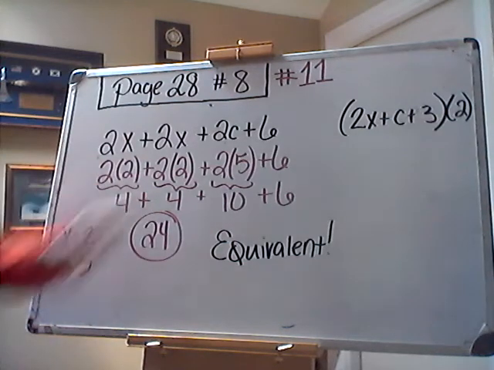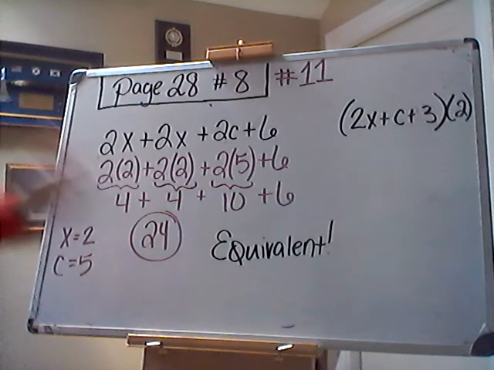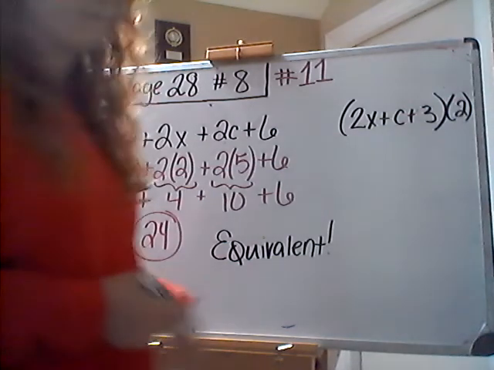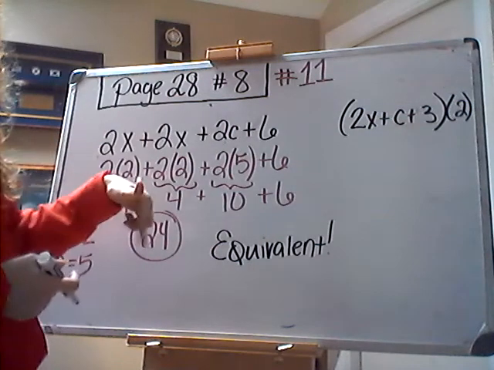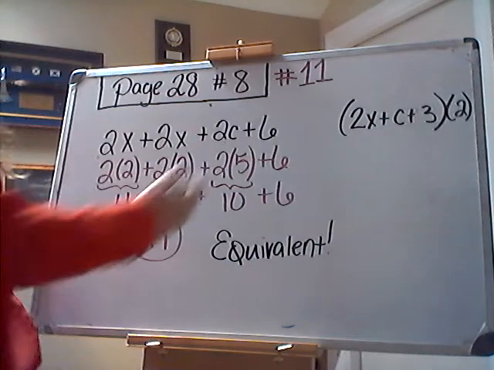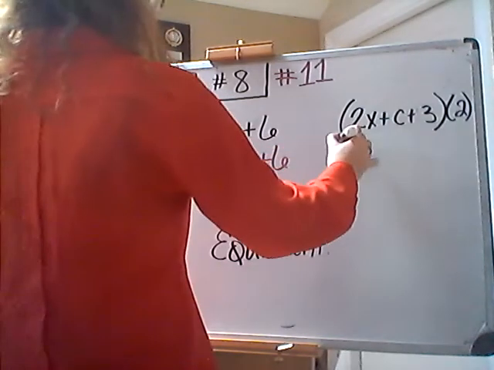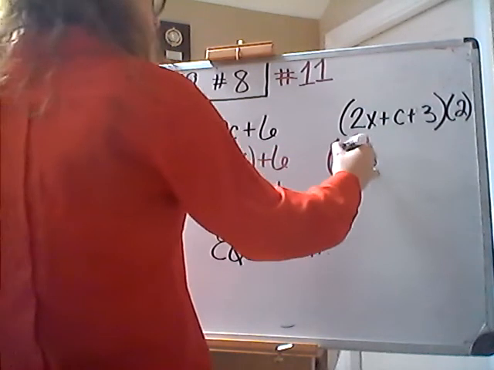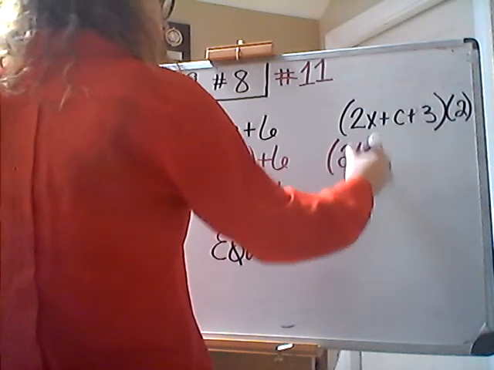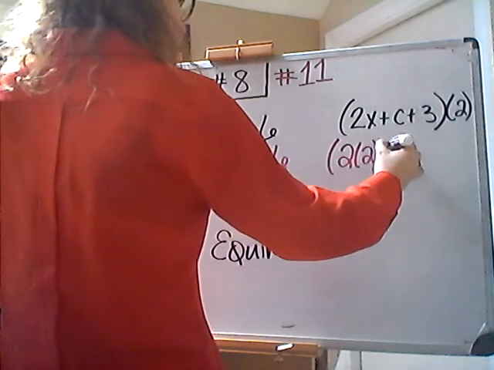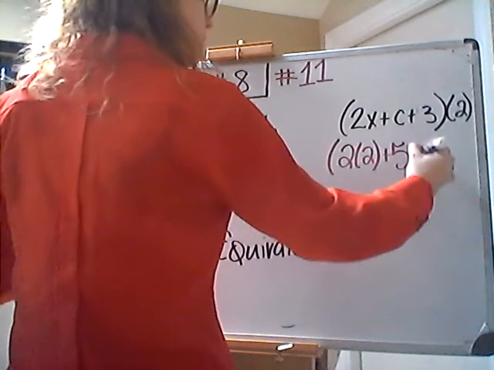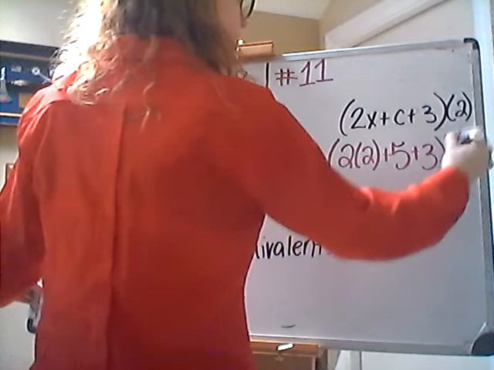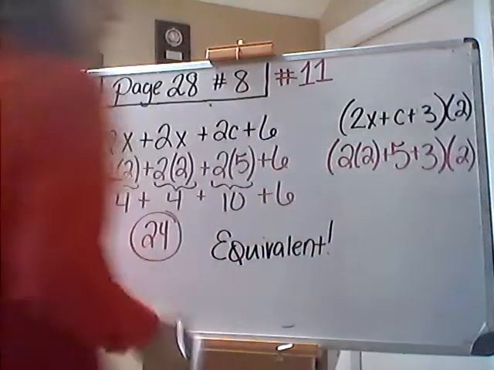Now we have to do the other side. If it's also 24, then we've checked our answer, it's equivalent. If it's not also 24, then we made a mistake either checking it or in our original evaluation. So over here we have 2 times x, which is 2, plus c, which is 5, plus 3, all times 2.